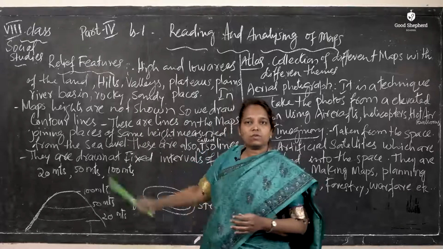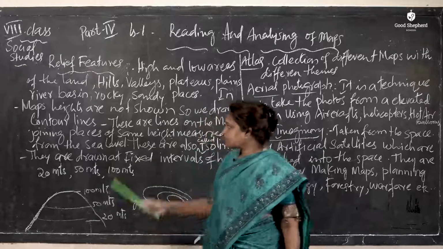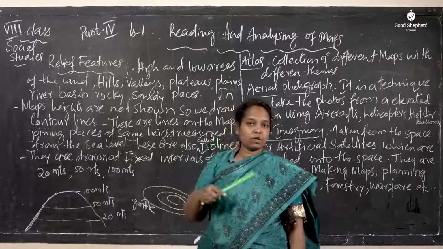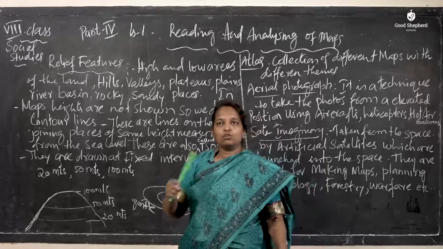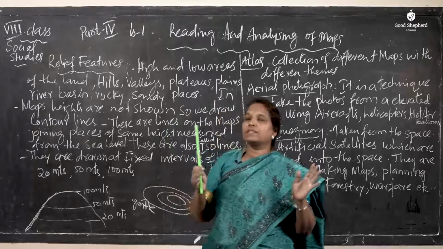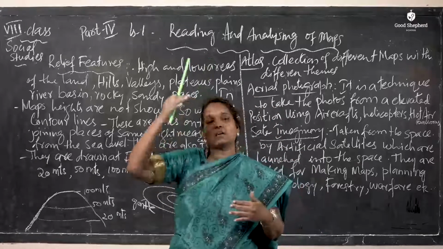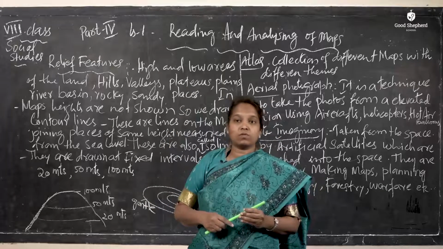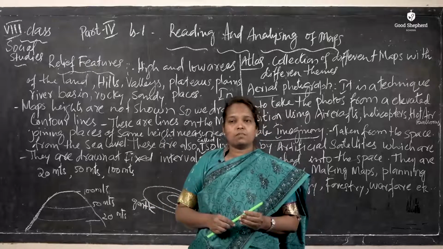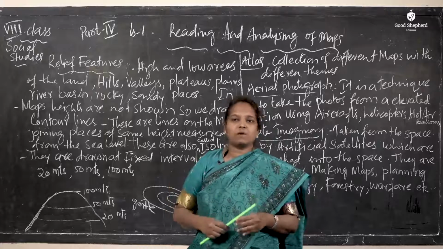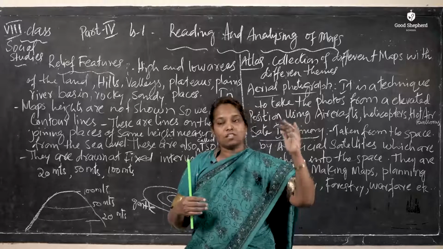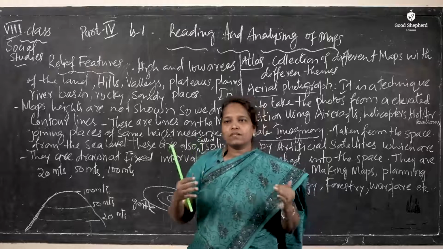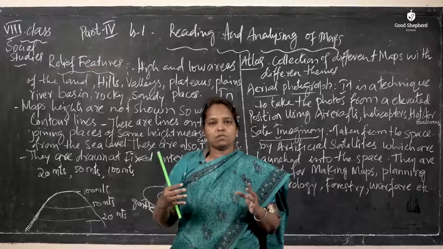Now we are going to see the relief features of the maps. When you come to hills and mountains, you find that some hills are very long, some are very high, like Mount Everest, some mountains have less peak, some have high peaks, some hills are high, some low, some medium height. So these different heighted mountains we can find in the map.